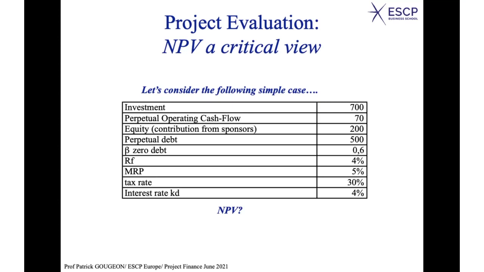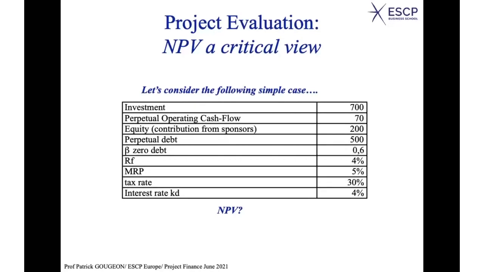200. And you have a perpetual debt. That is, you never reimburse it. It's a debt forever. You will just have to pay interest indeed. So the beta zero debt is 0.6. Beta zero debt, it means the economic beta. The risk-free rate 4%, market risk premium 5%, the tax rate 30%, and the interest rate would be 4%. What is the NPV?